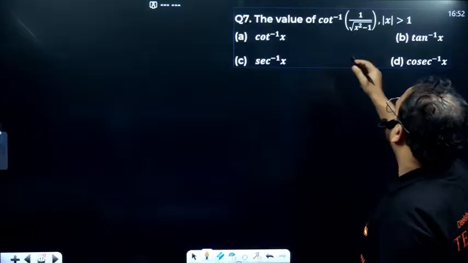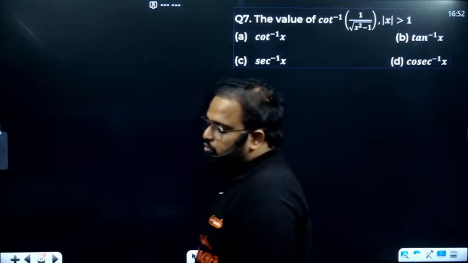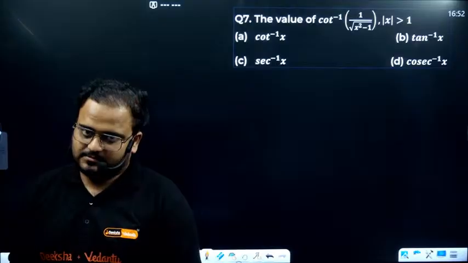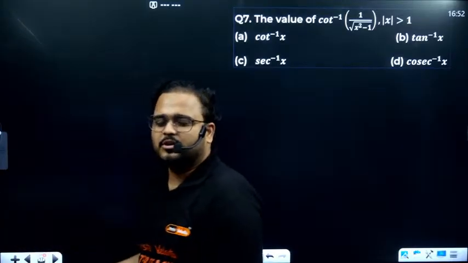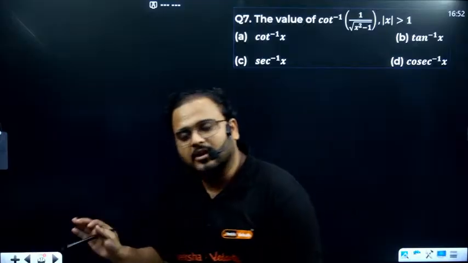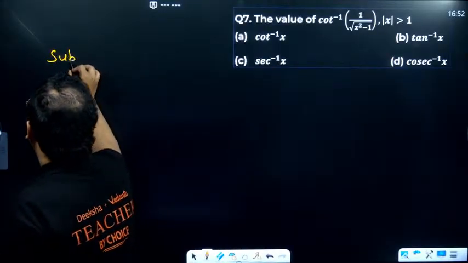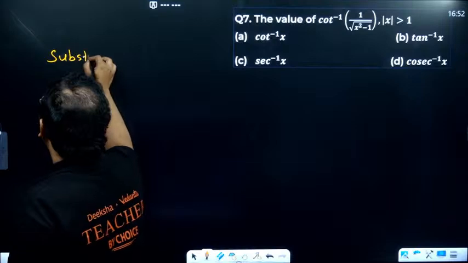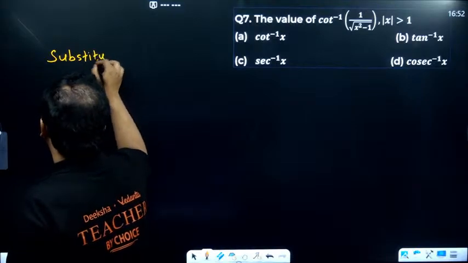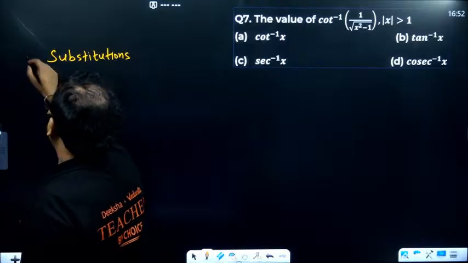The value of cot inverse of 1 upon root of x square minus 1 will be what? I have taught you this. Sir, you tell everything you taught, because this is a practice session. Concepts I have already covered, but I'll do it again. There are some very, very important substitutions.